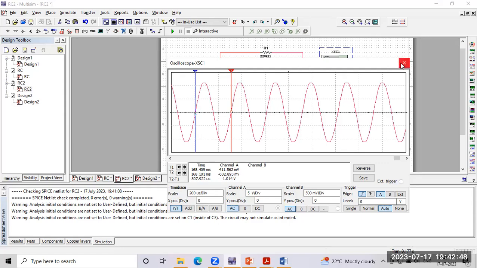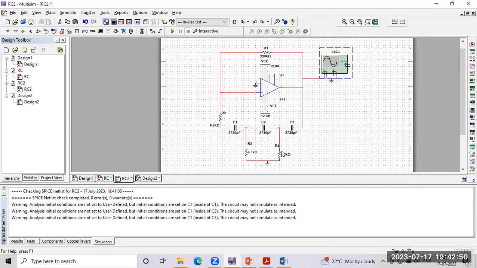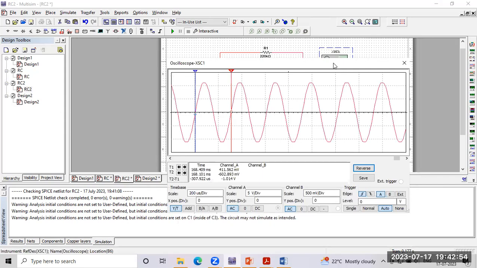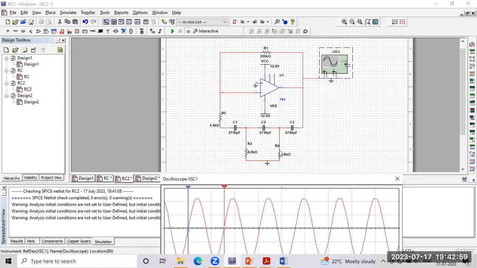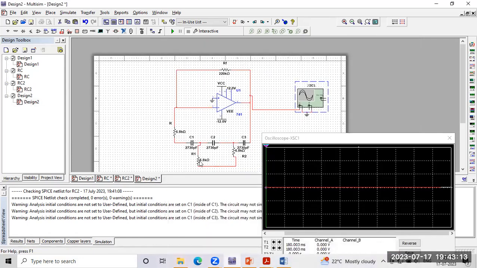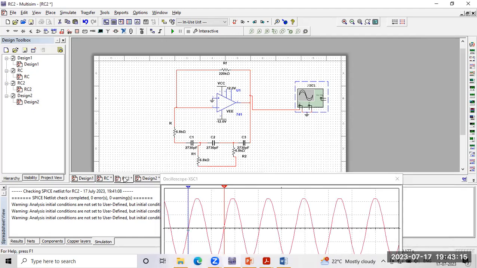Another very important concept is that each individual RC network is going to generate a 60-degree phase shift. The first RC network will generate 60 degrees. Another RC network will generate 60 degrees, total 120. This RC network will generate another 60 degrees. So a total 180-degree phase shift is generated with the help of these RC networks.